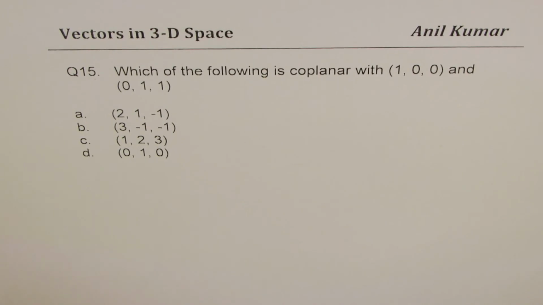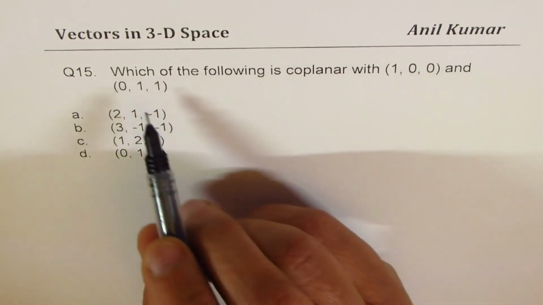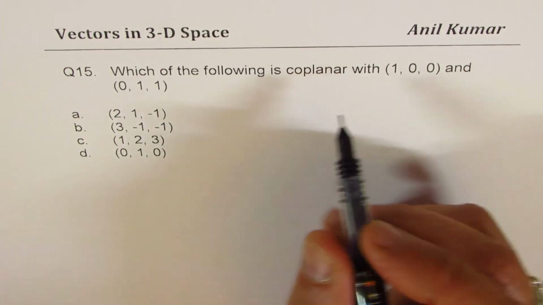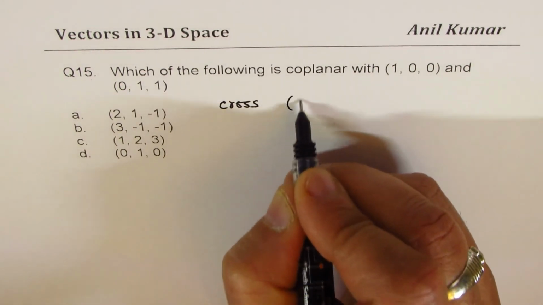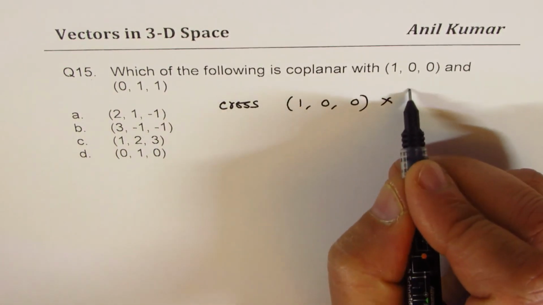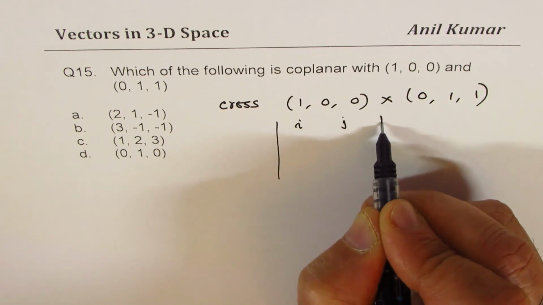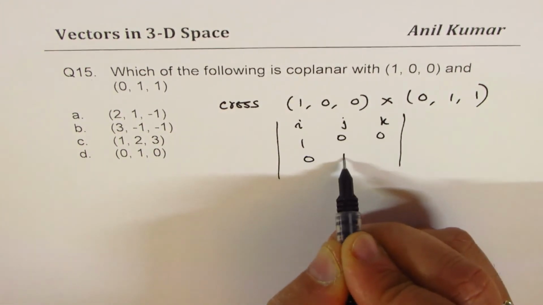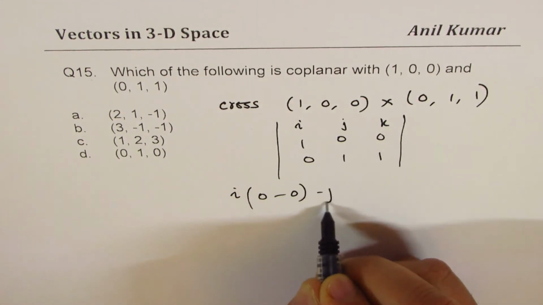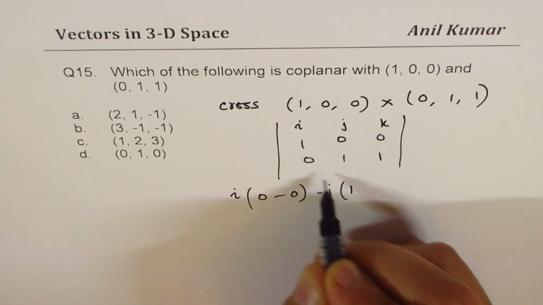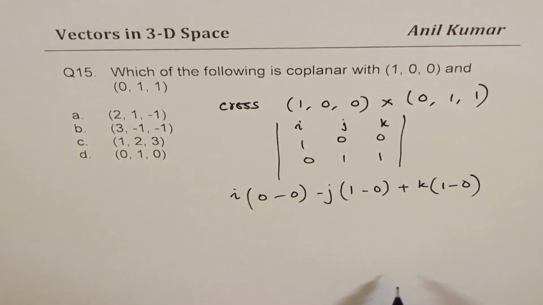Now here is the last question, question number 15. It says: which of the following is coplanar with (1, 0, 0) and (0, 1, 1)? There are four options. The best way here is to find the cross product of (1, 0, 0) cross (0, 1, 1). Let me do it in a different way. We set up i, j, k, 1, 0, 0, 0, 1, 1. So we get i times 0, minus j times (1 minus 0), plus k times (1 minus 0).